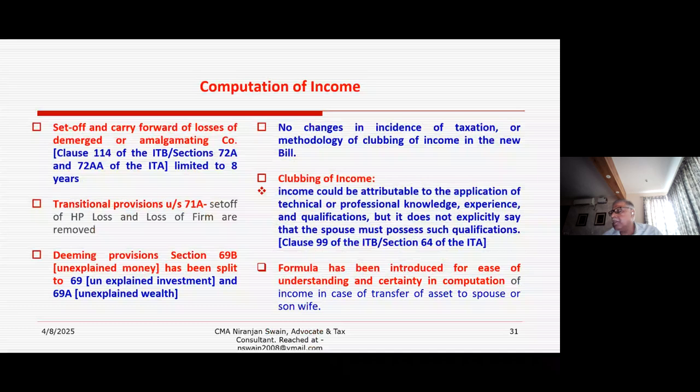In that case, the department sometimes looks at whether the spouse has technical or professional knowledge, experience, or qualification, so that whatever salary is paid by one spouse to the other will not be clubbed. Otherwise, it will be clubbed. Now, in the new act, qualification is not there. It only says that if the spouse has expertise, experience, or knowledge, then it will not be clubbed. It's a good suggestion actually, but in many cases this is a very high dispute area. You may not have the technical qualification, but you can still discharge functions related to tax returns, etc. The department sometimes objected that she does not have the qualification. Now that is specifically not mentioned. Formula has been introduced in certain cases.